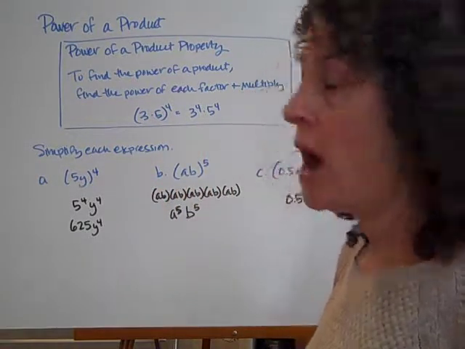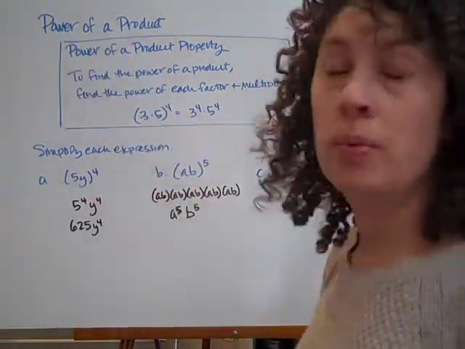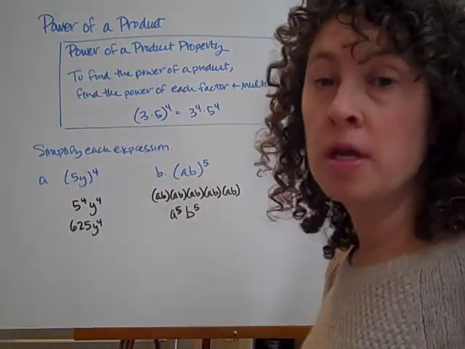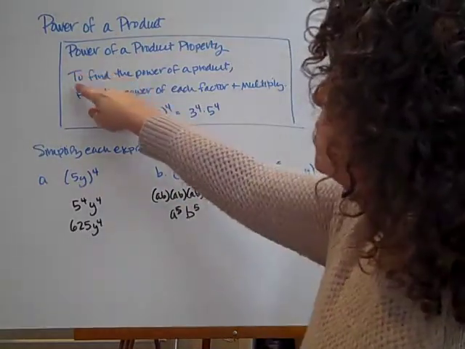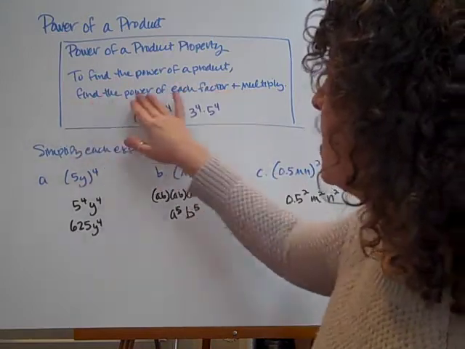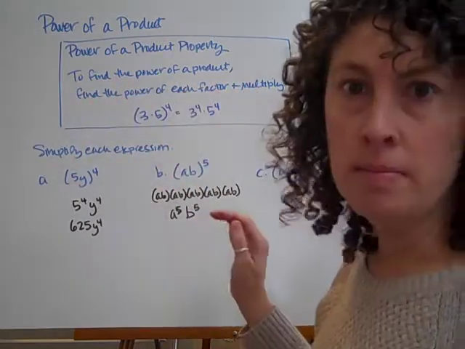Continuing to work with powers. So we're going to talk about the power of a product property, our third property dealing with powers. To find the power of a product, find the power of each factor and multiply.